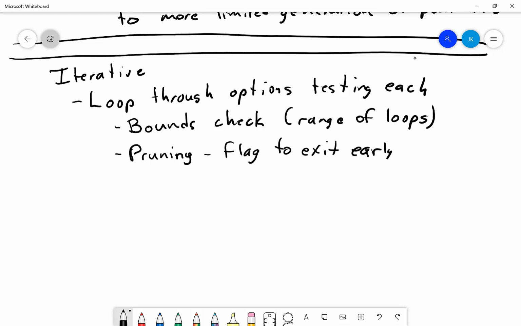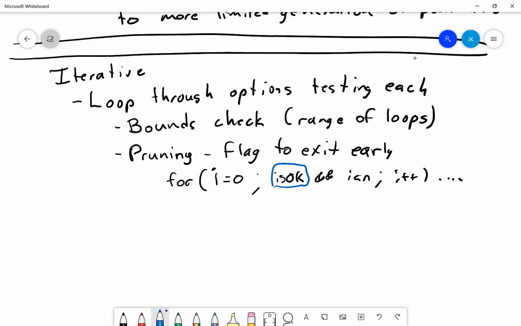Okay, so you might have something like for i equals 0, is okay, and i less than n, i plus plus. So you have some sort of flag in here like is okay, and you set that to true. And if at any point along the way you decide, oh, wait a second, this whole route is not going, you go ahead and you set is okay to false, and it lets you exit the loop a little bit faster. And you don't have to start messing with indices.